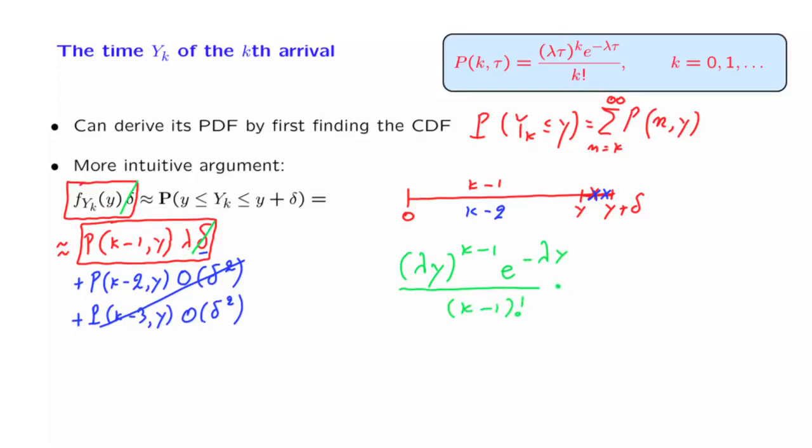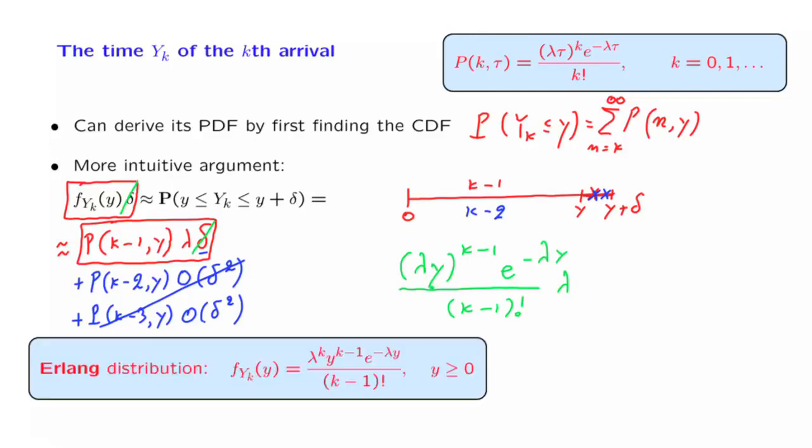And then we have the extra factor of lambda, which can be put together with this lambda to the k minus 1 here, and we end up with this final formula for the PDF of Yk. The distribution that we have here is called an Erlang distribution, but actually it's not just one distribution. We have different distributions depending on what k we're considering. The distribution of the time of the third arrival is different from the distribution of the 10th arrival. So if we fix a particular k, then we say that we have an Erlang distribution of order k.